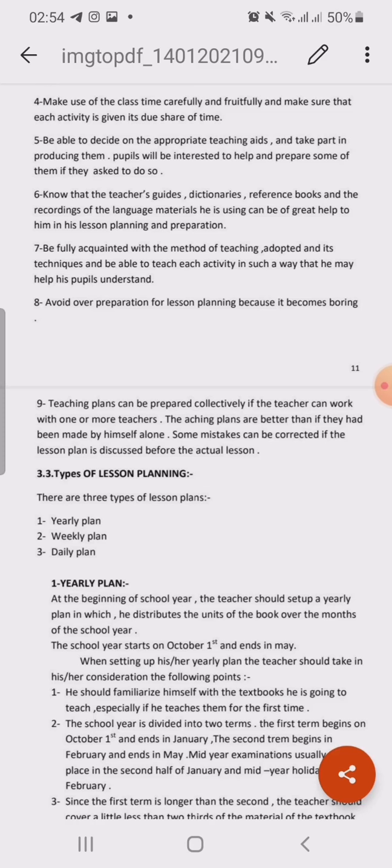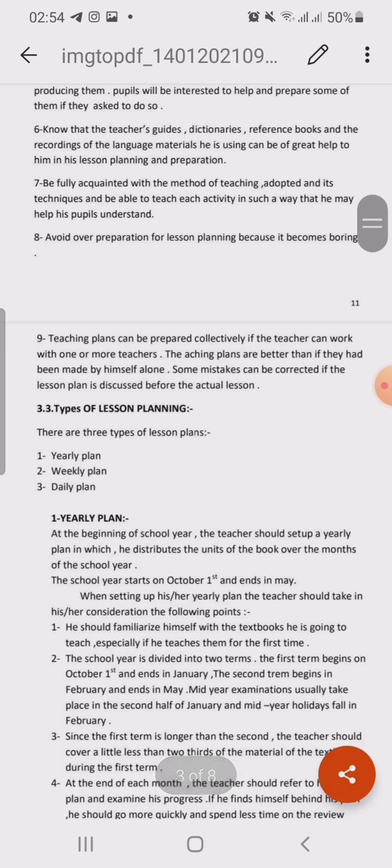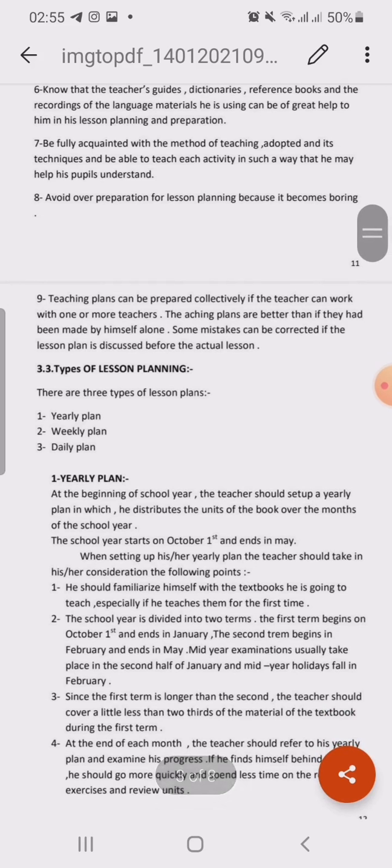Number 6 know that the teacher's guides, dictionaries, reference books and the recordings of the language materials he is using can be of great help to him in his lesson planning and preparation. يعني هاي الوسائل التعليمية كلها راح تكون مساعدة بالنسبة للمعلم في إعداد وتخطيط المحاضرة أو الحصة اللي راح ينطيها للطلاب. Number 7 be fully acquainted with the method of teaching.